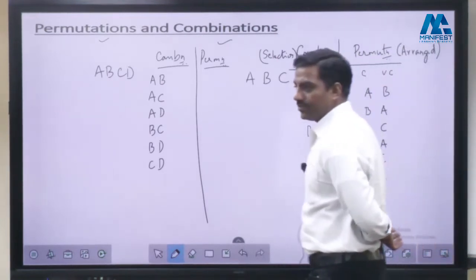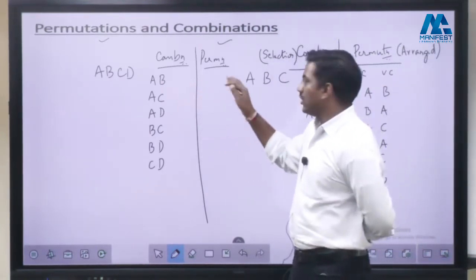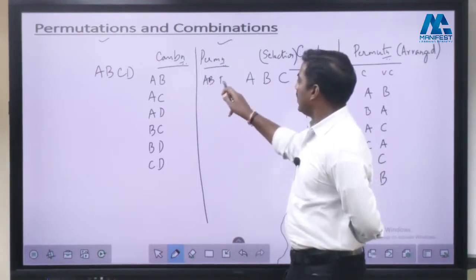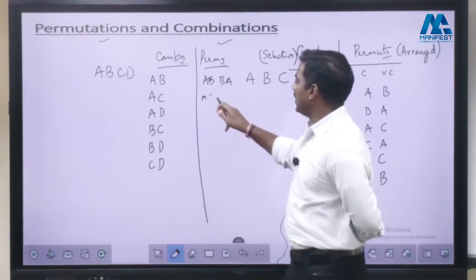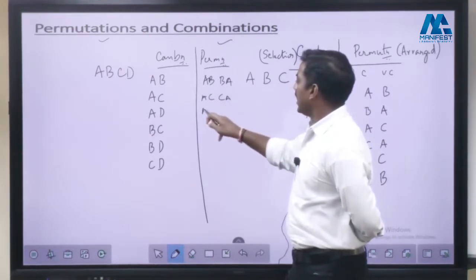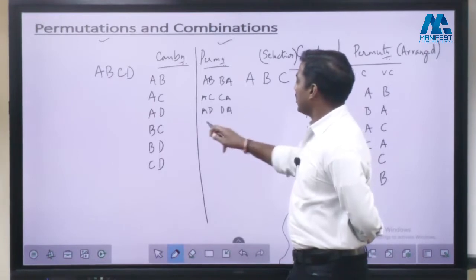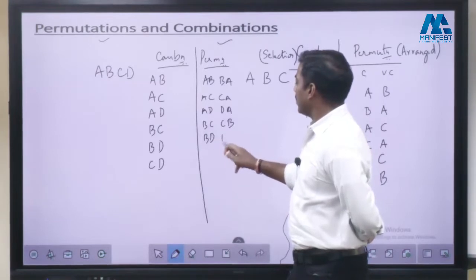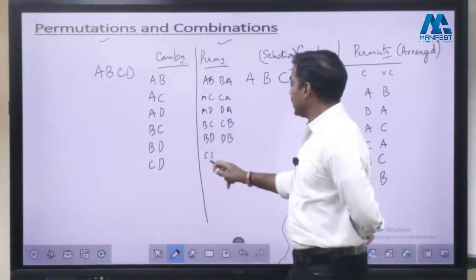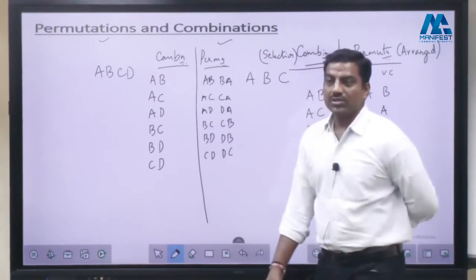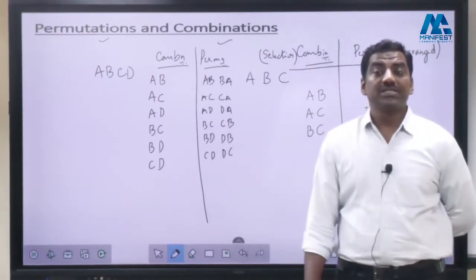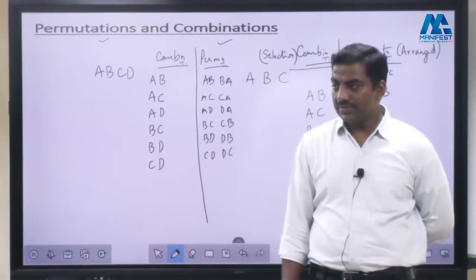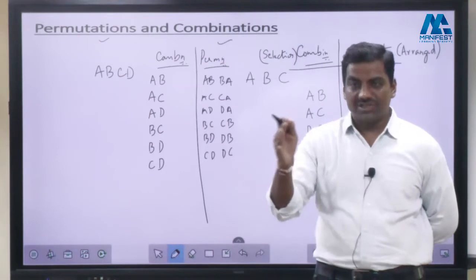What about permutations? Again, we have to arrange them, no? So AB and BA. Similarly, AC and CA. AD and DA. BC and CB. BD and DB. CD and DC. So these are 12 permutations that are possible. Are you getting the point now? Yes? So this is the visualization.